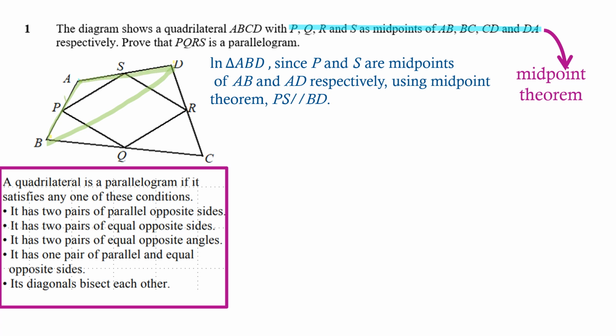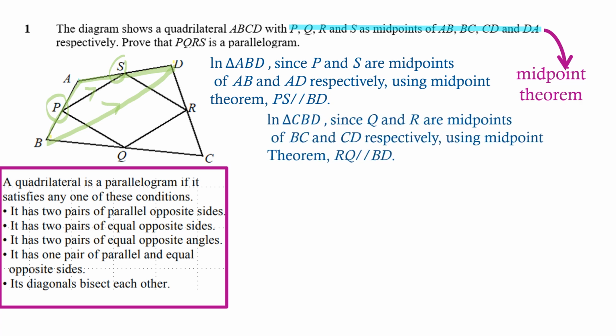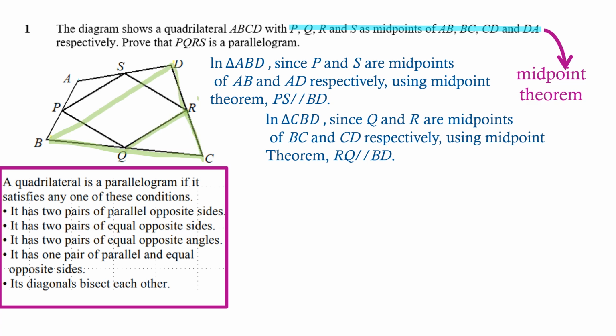You're given that all these are the midpoints. And if those are the midpoints given to you, remember what we can conclude? Yes, we can conclude that PS is parallel to BD. So that is in triangle ABD. Let's look at triangle CBD. In triangle CBD, you're given these two as midpoints. So we can conclude that RQ is parallel to BD.